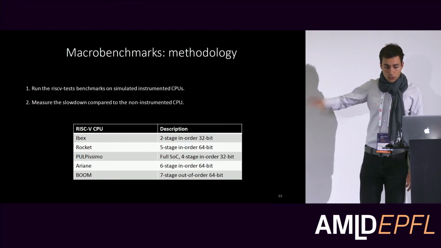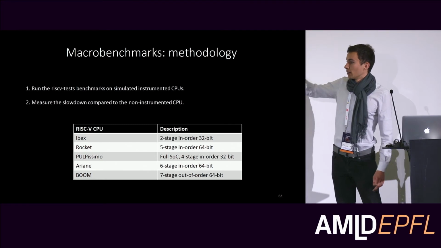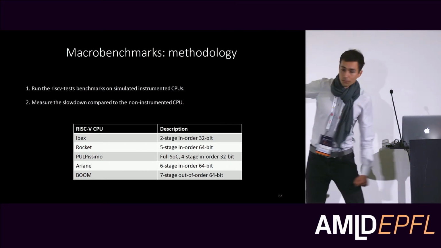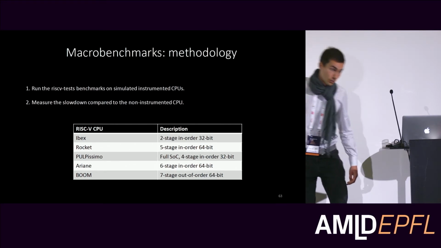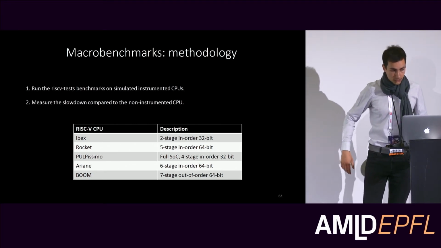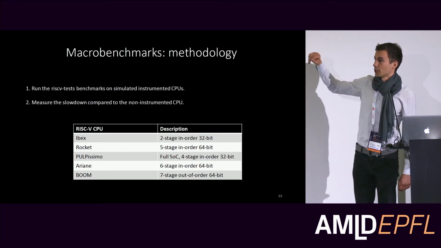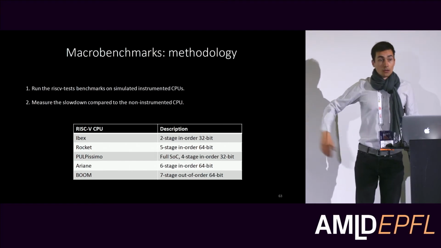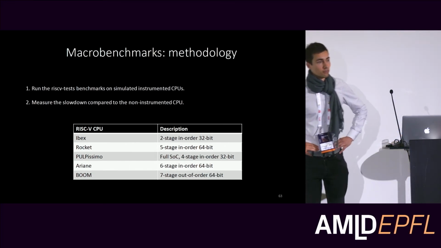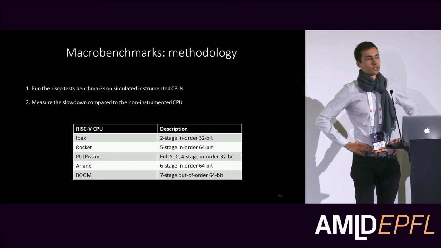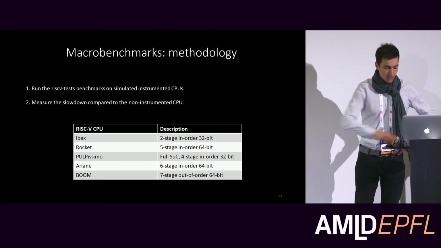We also did macro benchmarks to make sure that we are actually representative. So we took 5 CPUs, RISC-V CPUs that are open source, I would say from the most simple to the most complex. So this is a 7-stage out-of-order 64-bit CPU. I would say quite complex already. We take standard RISC-V benchmarks, and we measure how much slower it is if we track the information flow compared to if we just run the normal design, because we still expect some slowdown, right, if we want to follow the flows. The question is how much slower we are.